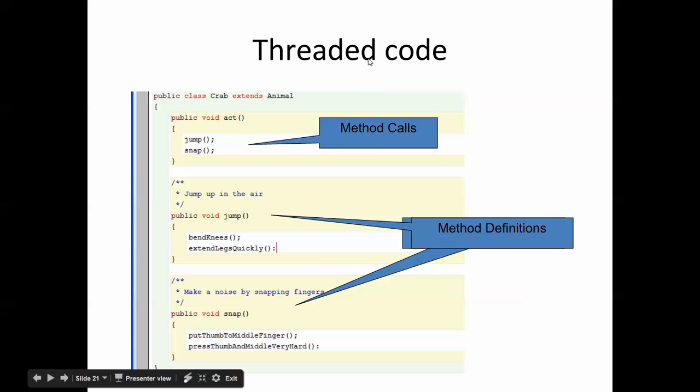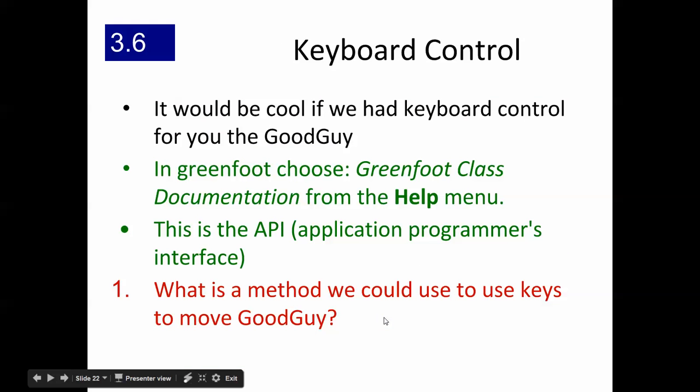And again, this is what threaded code looks like. Your ACT method is a series of method calls, and then below you're going to have the method definitions. You ask it to, hey, jump, hey, snap. Those are commands, and then down here you're teaching it how to in the method definition. Okay, so it would be cool if we had keyboard control for the good guy.